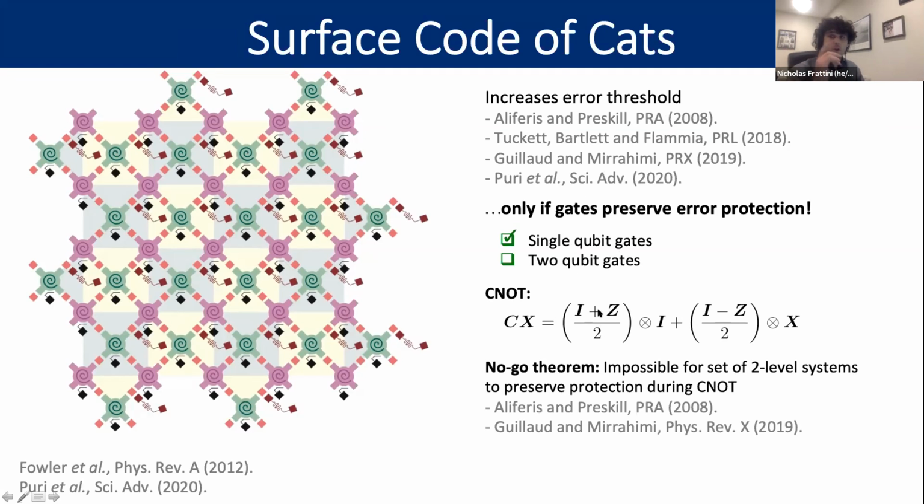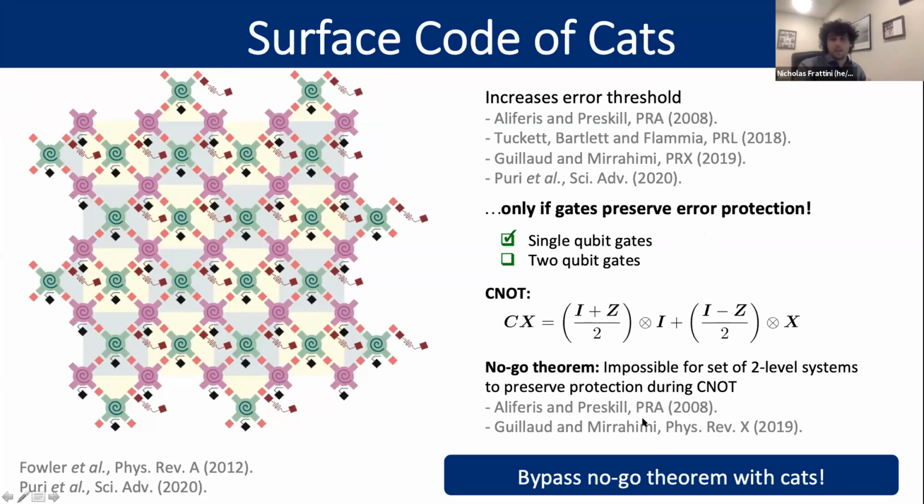And in fact, there's a no-go theorem here, which was first suggested and later proved, that it's impossible for a set of 2-level systems to preserve the protection during the CNOT. So even though the unitary itself is fine, any Hamiltonian with 2-level systems that implements this unitary will not be able to preserve this error protection that we so need.